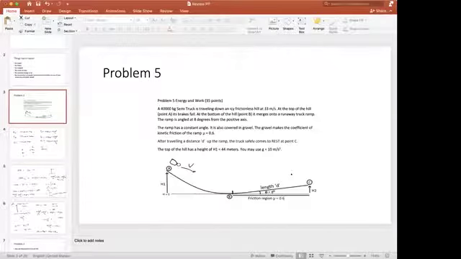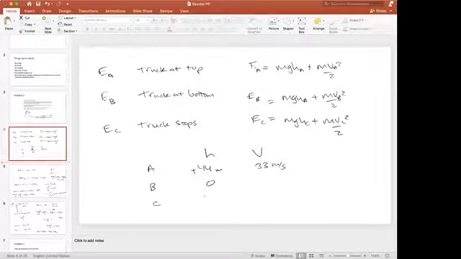And then at C, we don't know what h will be, so we don't know this, and we don't know this. We do know at C though that v will be 0 because it comes to rest. Are you okay with that? That's the first thing you do, is write down just the types of energy and then figure out what your variables are from the situation.